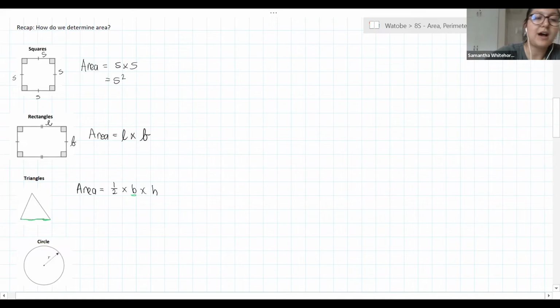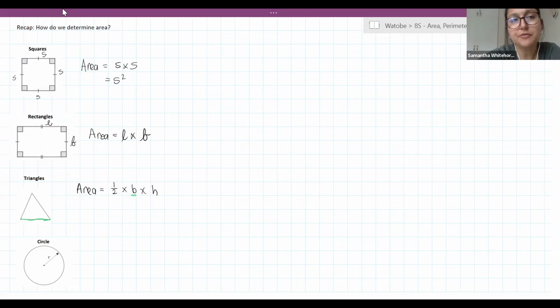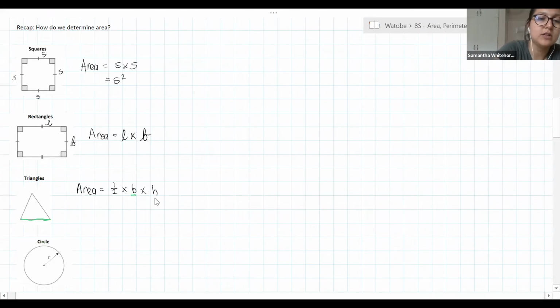Right, we then have the height of our triangle. And very importantly, the height of our triangle is always measured from the topmost point of my triangle down to the base at a right angle. So importantly, it is the perpendicular height. So like I said, always measured from the topmost point to the base at a right angle, at 90 degrees.